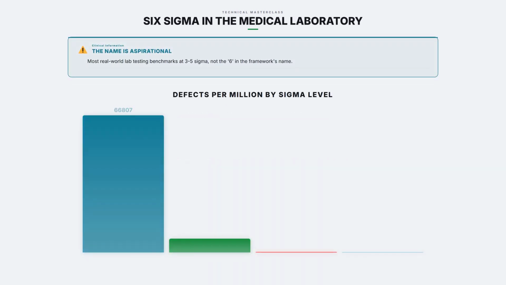Here's the uncomfortable translation. Most clinical laboratory testing, benchmarked against real EQA data, runs somewhere between 3 and 5 sigma, not 6. At 4 sigma, that's over 6,000 defects per million opportunities. At 3 sigma, it's over 66,000. The gap between where labs actually sit and where the framework's name implies isn't small.